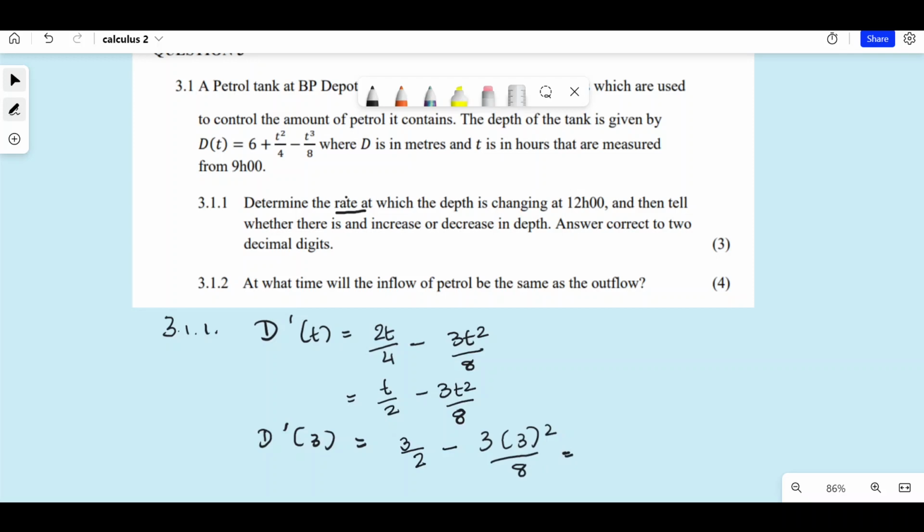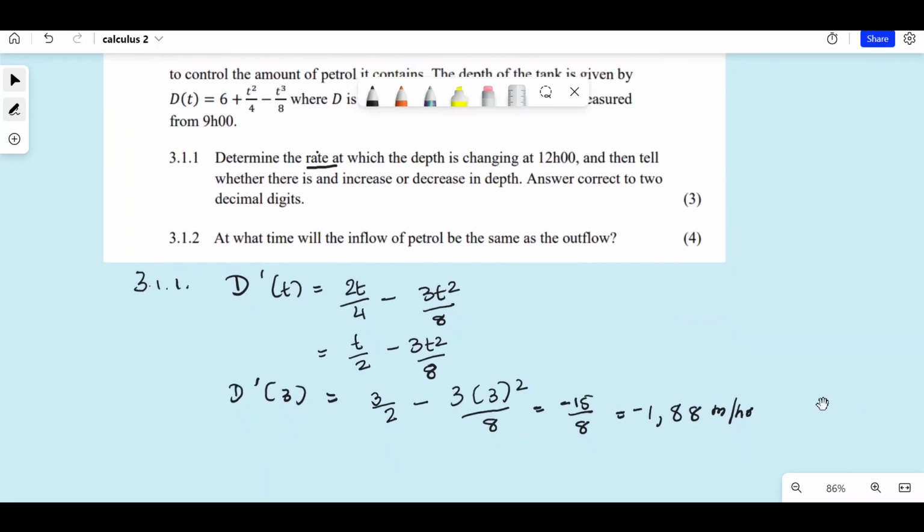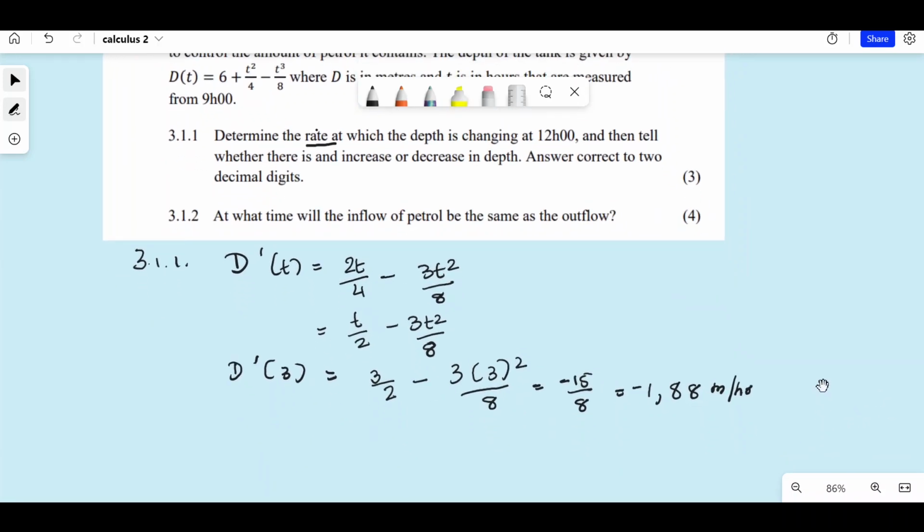Put this in the calculator, you will get negative 15 over 8, but the question says answer correct to 2 decimal digits, so you must write the answer in 2 decimal digits, negative 1,88 meters per hour, because it's a change in the depth, so it's meter per hour. We are writing a rate here, so you have to include the unit.